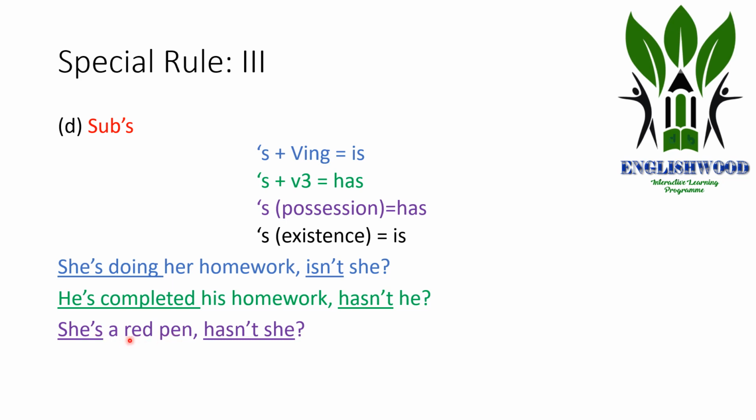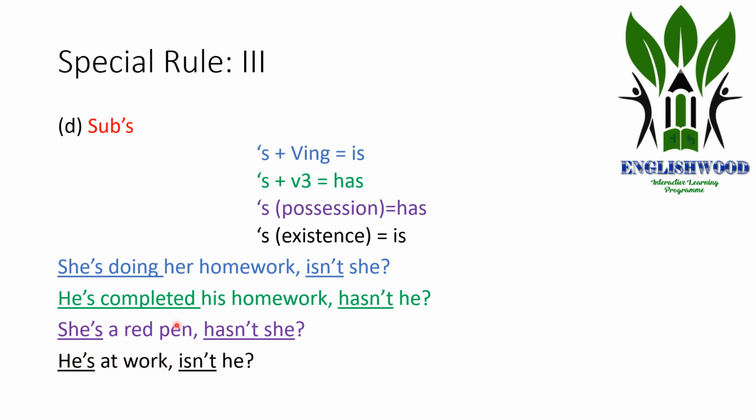Similarly, she's a red pen. Then she's a red pen means she has a red pen, because this is a possession. This red pen belongs to her. Therefore, she has a red pen. Therefore, hasn't she? He's at work.